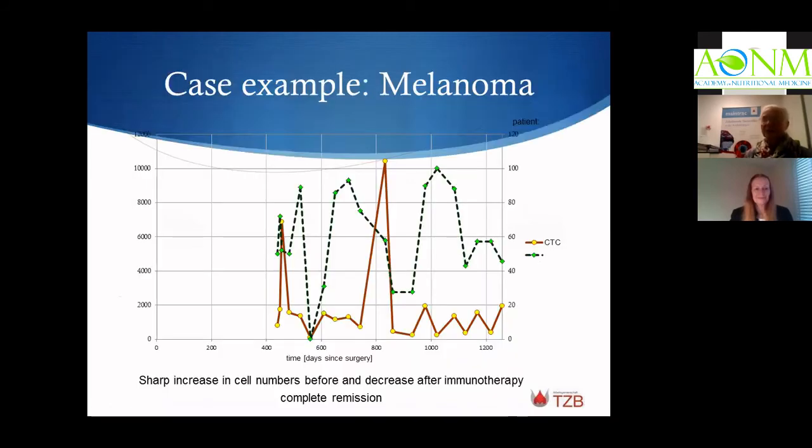Here we have one case of a melanoma. He had high PD-L1 expression. Cell numbers went up steeply, and then he got a treatment. I'm sorry, it's not visible here. And his cell numbers went down, but after a while, his PD-L1 expression came up again.